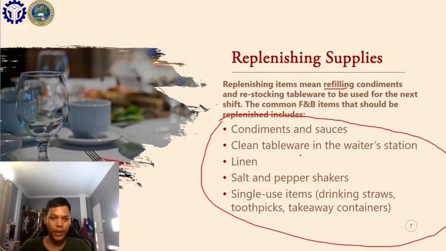So you will go to the kitchen and ask the steward if they have already cleaned or washed the tableware. If they are done, you just get the tableware and put it in the waiter station. So you will replenish so that the next shift will be ready for their food service operation. That is the importance of replenishing supplies, especially at the end of the shift.